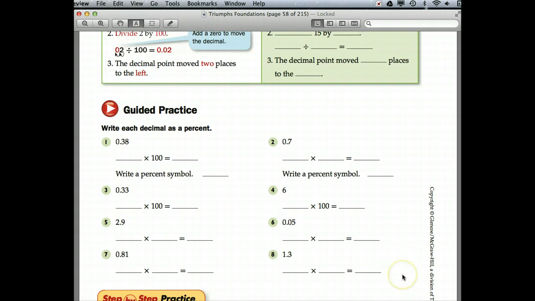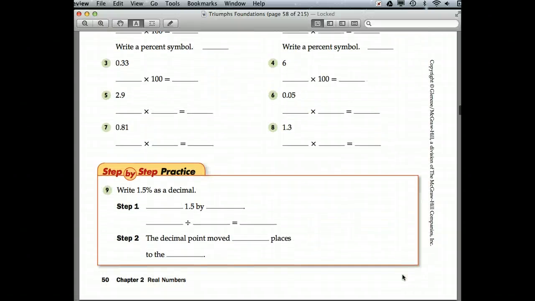How'd you do on that, guys? So if you need to pause the video in between while you're checking your answers, if you need to make corrections, I want you to go ahead and do that. Okay, a little step-by-step practice. Time for you to pause the video and fill in these blanks and then come back and we'll check your answers.